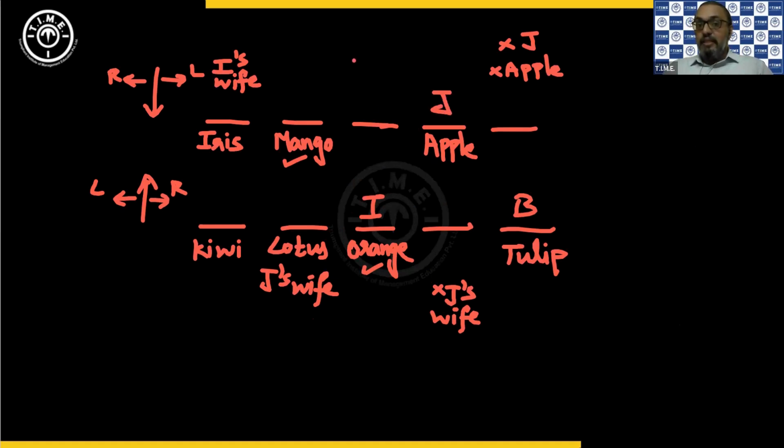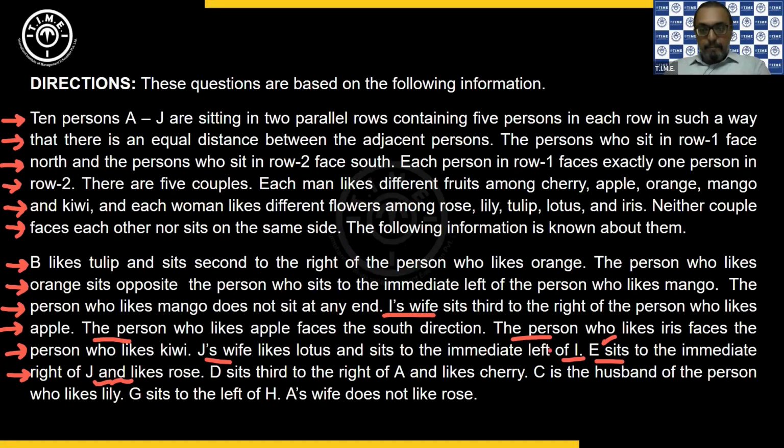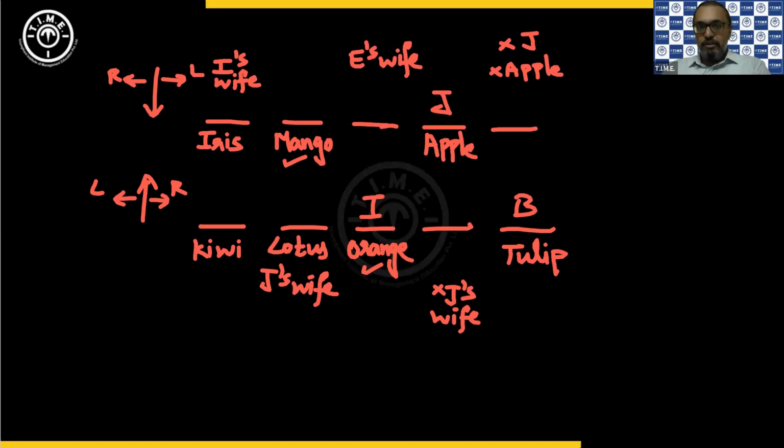Then you can have E's wife here. Okay, sorry, E sits immediate right of J and likes rose. Sorry, not E's wife. My bad. It is E. And then you give rose. This is the only position you get.